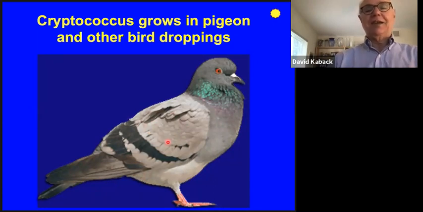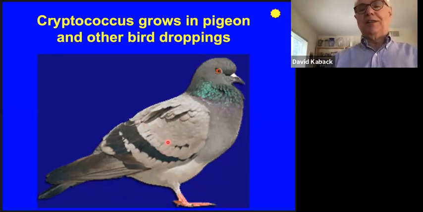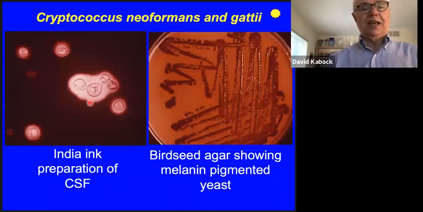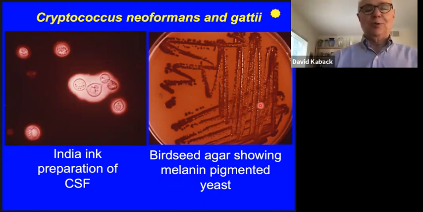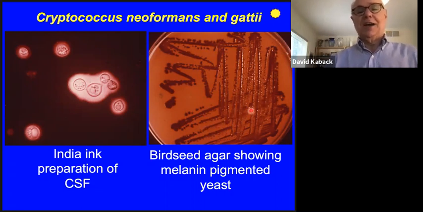And we see that when we hear a history of somebody cleaning out their old garage, making up lots of dust. Here's that organism again in cerebrospinal fluid. Interestingly enough, we grow it on a kind of agar called birdseed agar, where one of the things it does on this agar is produce lots of dark pigmented melanin, shown here. And that's one of the ways we know we have Cryptococcus neoformans or Cryptococcus gattii, by the production of melanin.